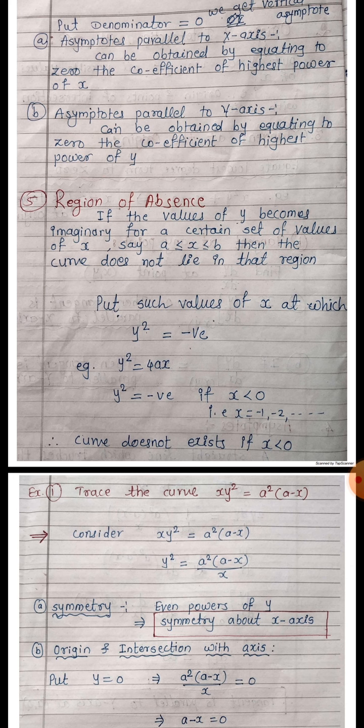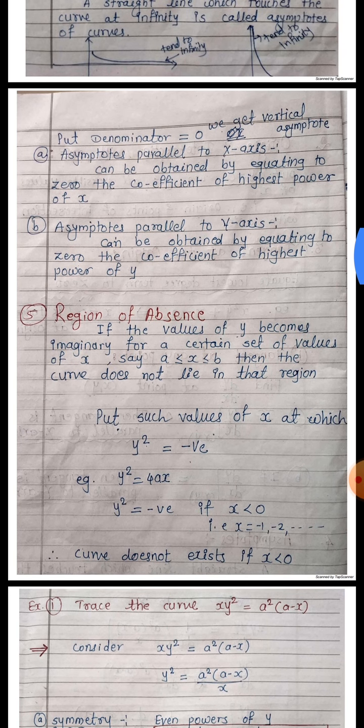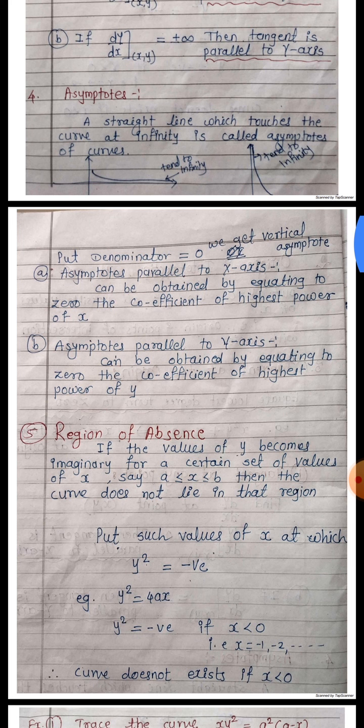Next is the region of absence. If the values of y become imaginary for a certain set of values of x, say a to b, then the curve does not lie in that region. Y becomes imaginary, that is, we find such values of x at which y square is negative. If we consider the example y square is equal to 4x, here y square is negative if we consider the negative values of x, that is, if x is less than 0, then the curve does not exist. This is the region of absence.